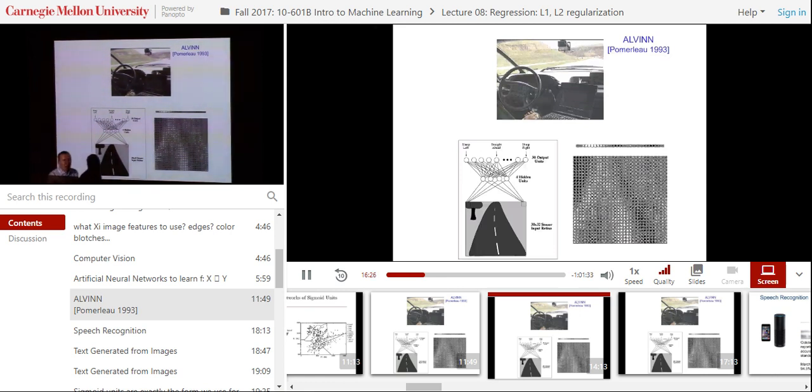Yes? Yeah, I'm getting a little bit ahead when I say the weights, because we haven't really talked about the structure of these units, but that's coming up very soon. Yes?